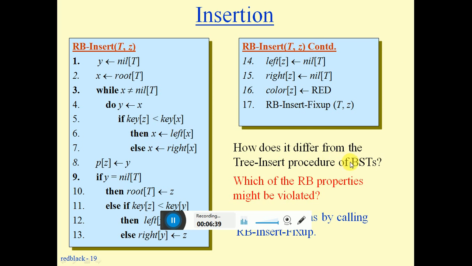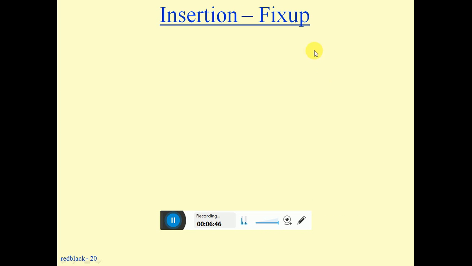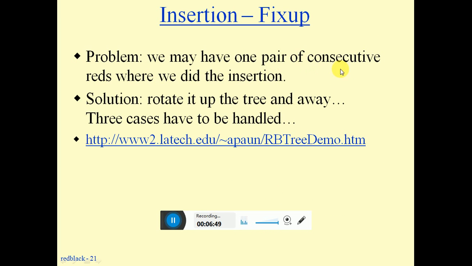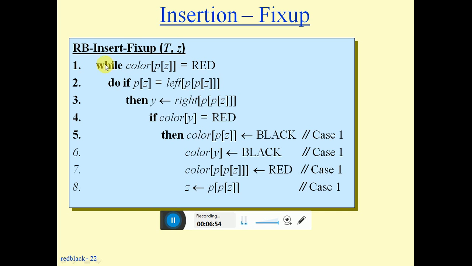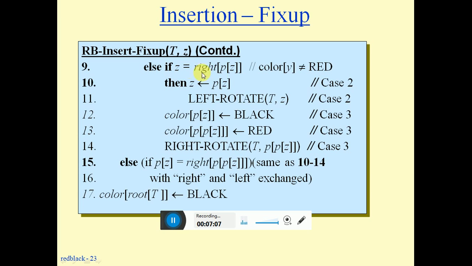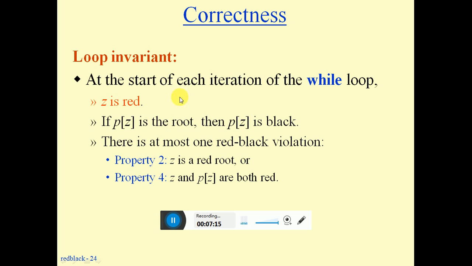How does this differ from the tree insert procedure? Which of the red-black tree properties can be violated? In insertion fixup, the problem is that we may have a pair of consecutive red nodes, and the solution is to rotate the tree. In the while loop, you check the color of the parent and the uncle y: red or black. In the else-if, if the color of y is not red, it means a left rotate, otherwise a right rotate. So there are two possibilities.